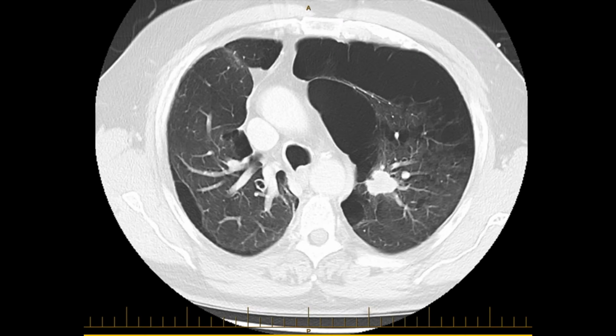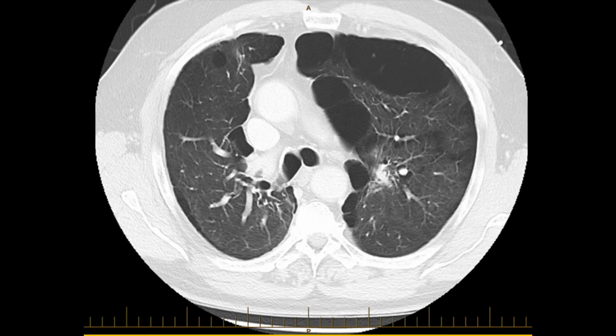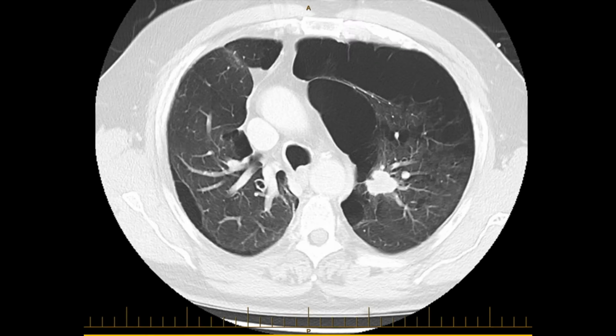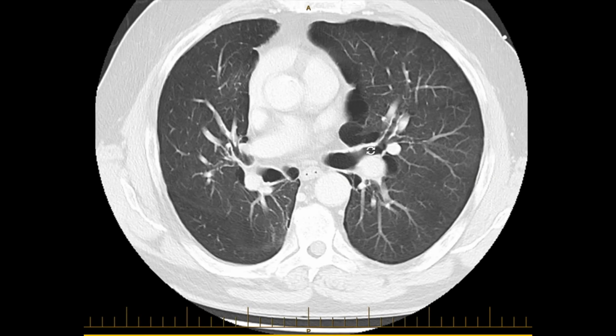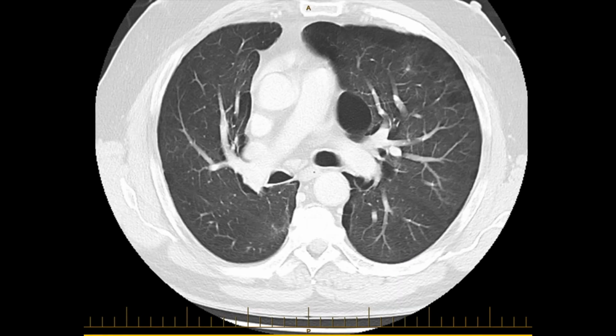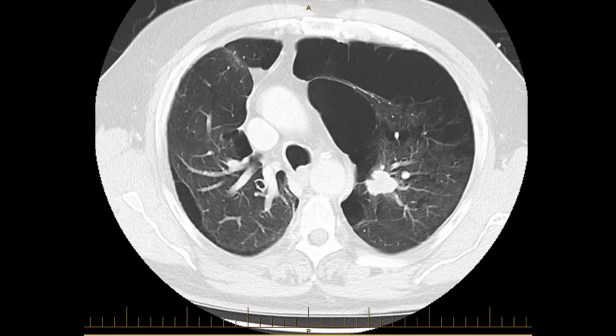If we look at the images carefully, we can see that there is an airway here leading towards the lesion in the apico-posterior segment of the left upper lobe. We can follow that back to the left upper lobe here. We can follow that once again to the lesion, and you can see that the airway goes into that lesion.